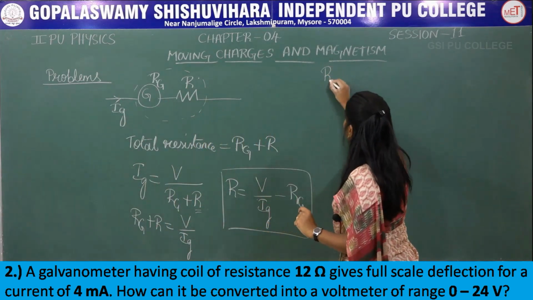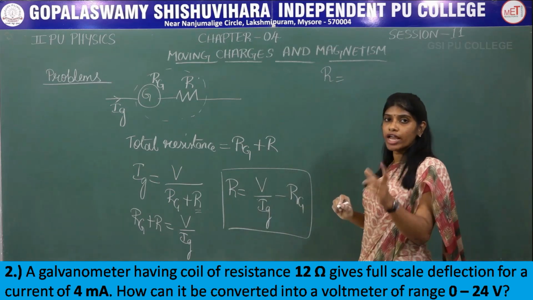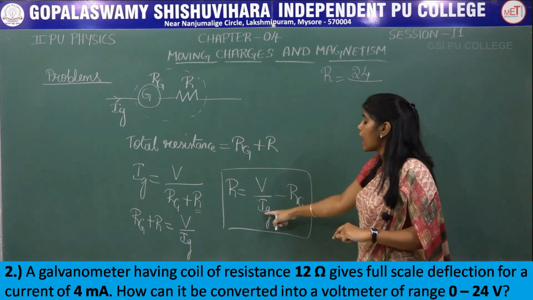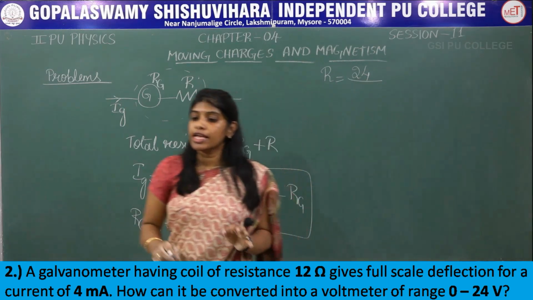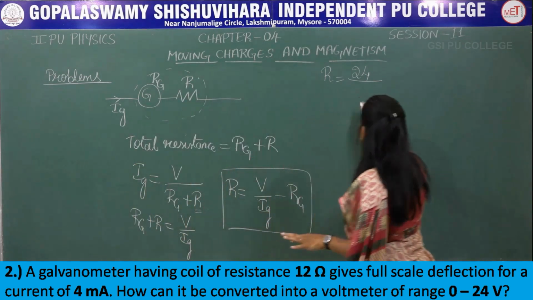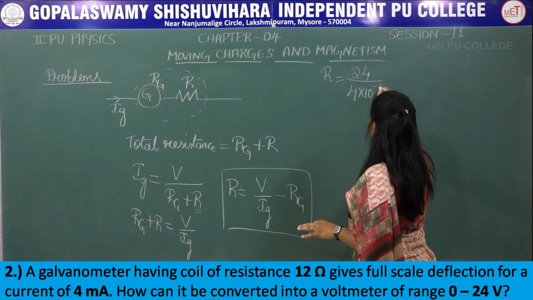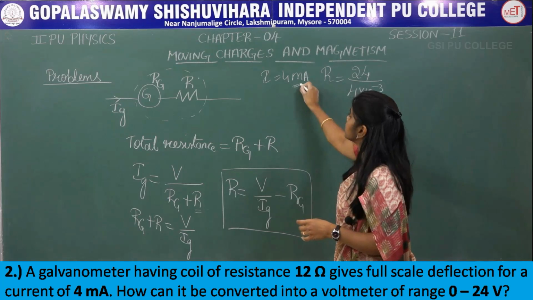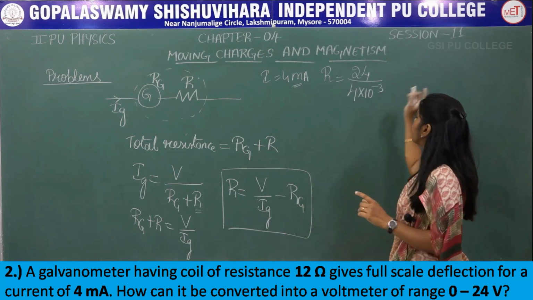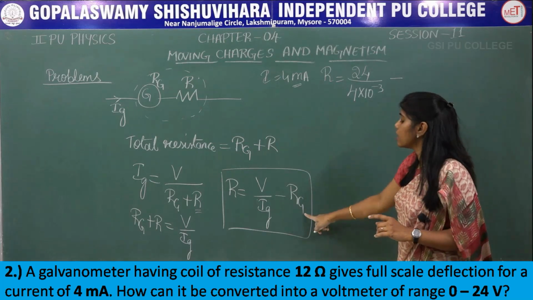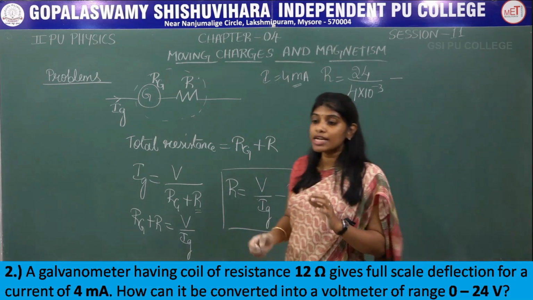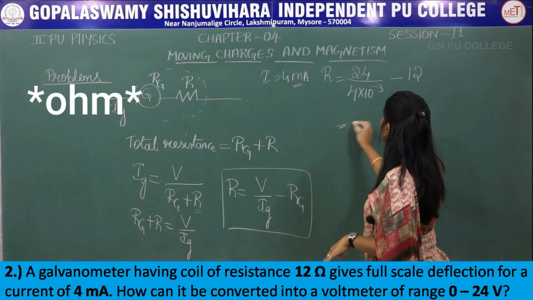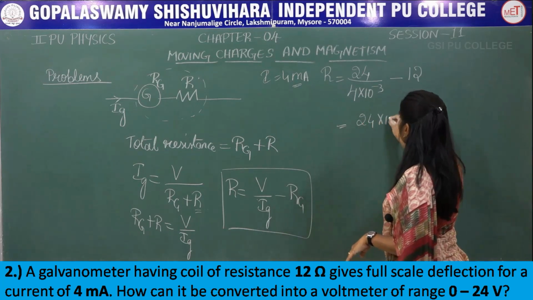So R is equal to, what is the voltage range they have given? 0 to 24 volt. So V is 24 divided by Ig. The current in the galvanometer is given to be 4 milliamp. Therefore this is 4 into 10 power minus 3. If current is 4 milliamp, this m is nothing but milli. Milli is 10 power minus 3. Minus the resistance in the galvanometer. The resistance in the galvanometer is given to be 12 ohm. So this minus 12.